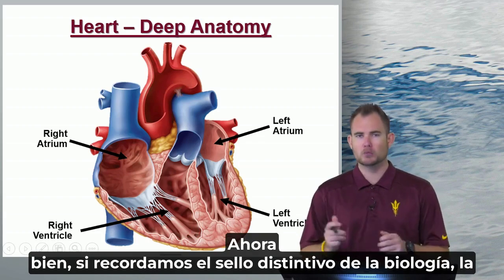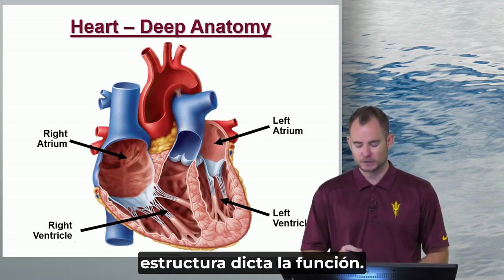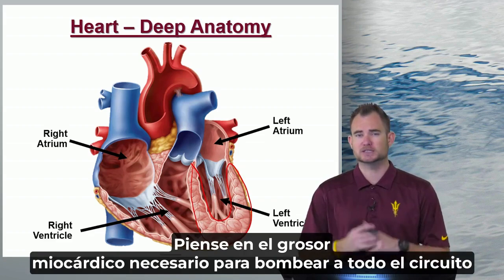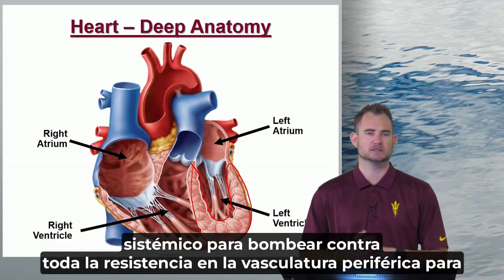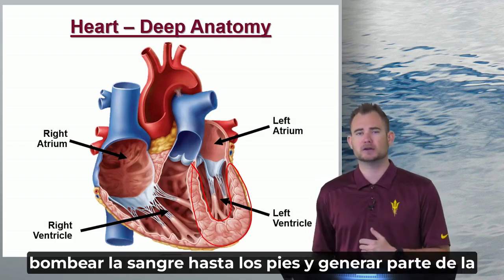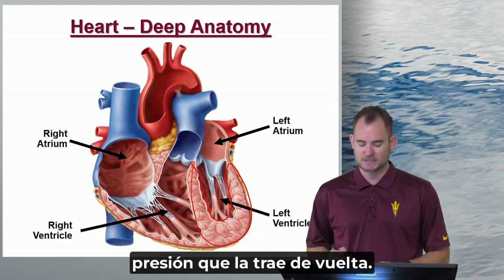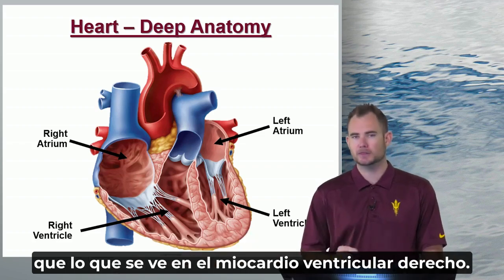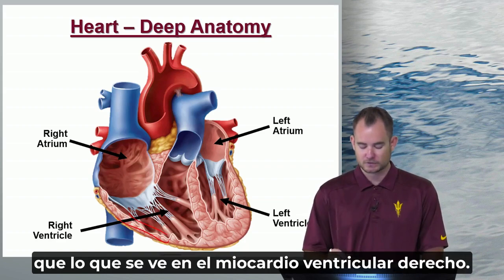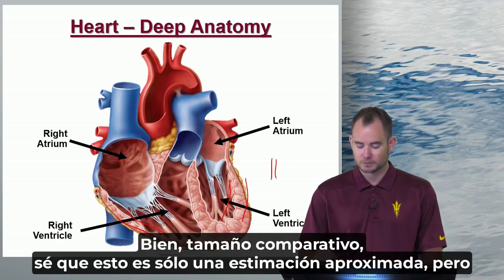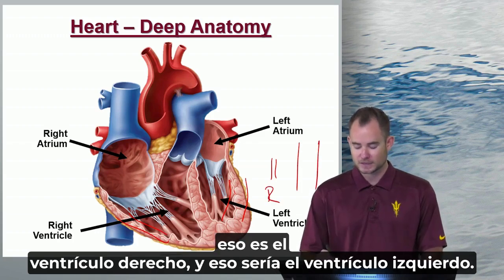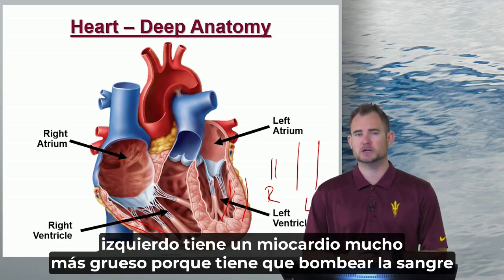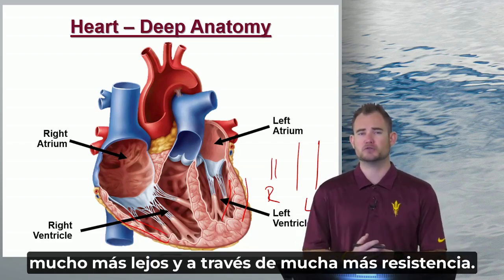Now, if you think back to that hallmark of biology, that structure dictates function, think about the myocardial thickness needed to pump to the entire systemic circuit, to pump against all of the resistance in the peripheral vasculature, to pump blood all the way down to the feet and generate part of the pressure that brings it back. The left ventricular myocardium is going to be significantly thicker than what you see in the right ventricular myocardium. Okay? Comparative size. I know this is just a rough estimate, but that's the right ventricle, and that'd be the left ventricle, comparatively speaking. The left ventricle has much thicker myocardium because it has to pump blood that much further and across that much more resistance.